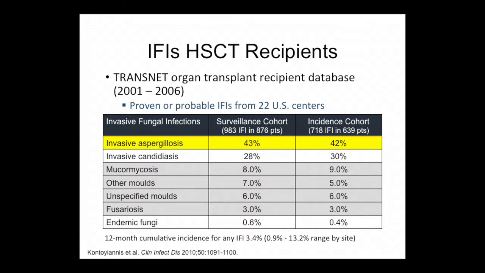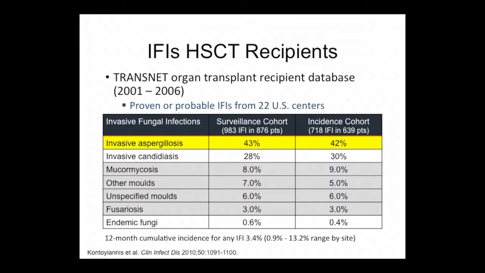For the population that had received stem cell transplants, a somewhat different picture was observed. Instead of invasive candidiasis being the most prevalent invasive fungal infection, it was actually invasive aspergillosis. And mucormycosis was also higher, 8% here, 9% if you look at the incidence cohort, where in contrast in the solid organ transplant recipients, it was just over 2%. Other molds, those that were unspecified, and then also fusariosis was also seen, particularly within this cohort.